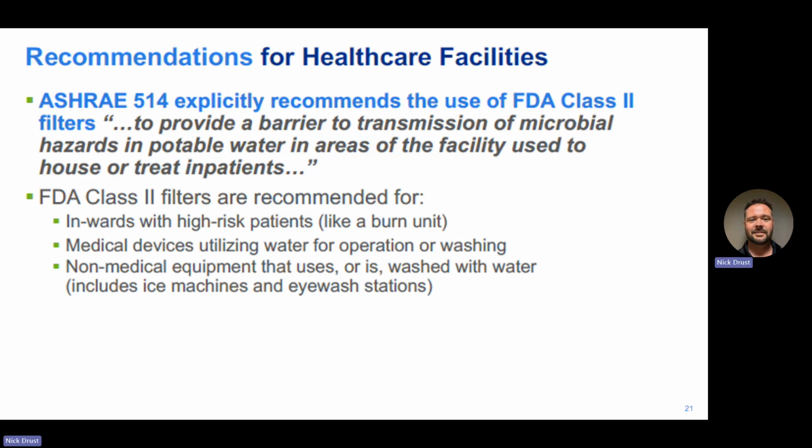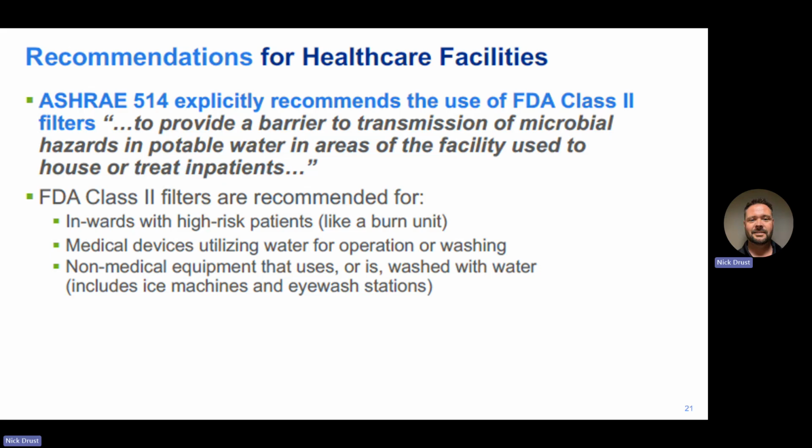I think that's important because this is not a manufacturer's recommendation. This is published consensus guidance from the ASHRAE committee. Now notice what the standard does not say. It does not say every outlet should be filtered. It does not mandate a specific product. It does not require filtration throughout the entire building. Instead, it recommends evaluating risk and applying controls where they make sense.